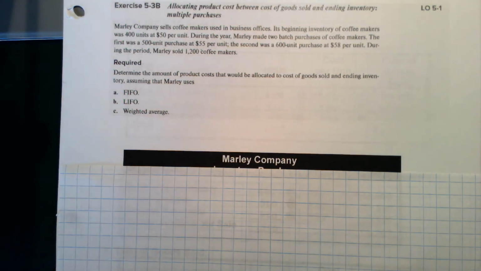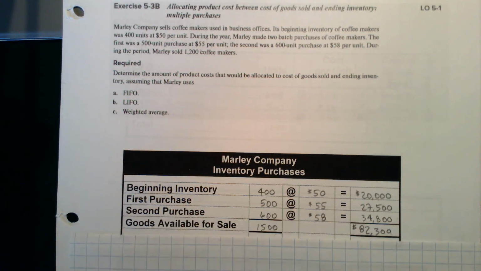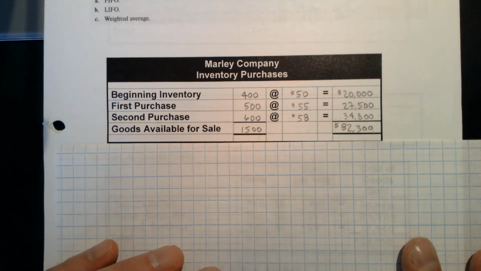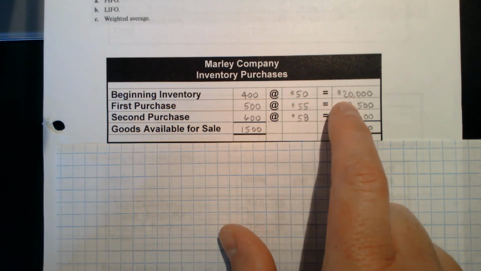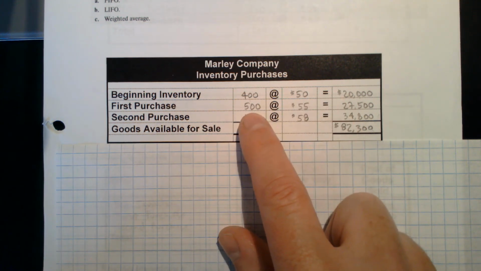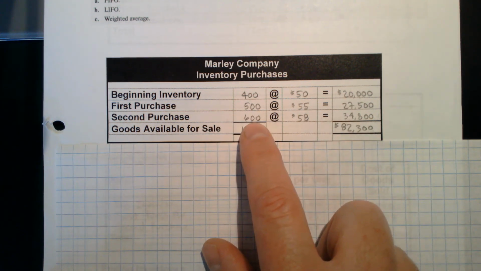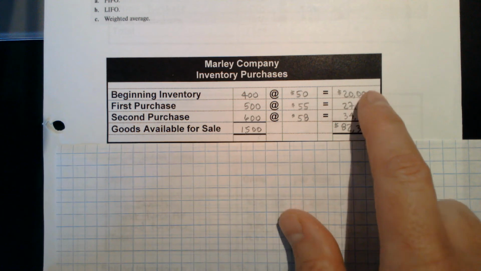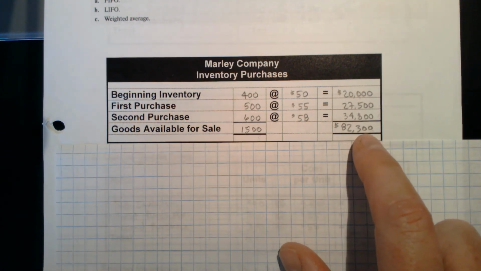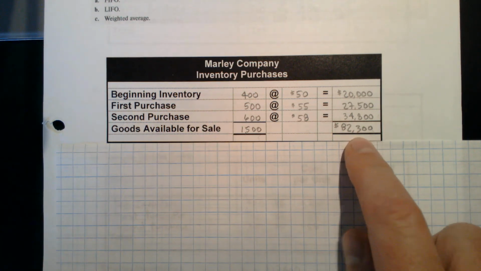So we want to know what the cost of goods sold was and the ending inventory for all three assumptions. So this first one here, before I start, I want to look at what my goods available for sale were. So I start out with 400 at $50 each. That's a total cost of $20,000. This first purchase, 500 at 55, that's $27,500. And the last purchase, 600 at 58, is $34,800. So I add this up, I get 1,500 units. I add this up, I get $82,300. That's my total cost of goods available for sale. So I'm going to double check my answers by adding them together and make sure they add up to 82,300.